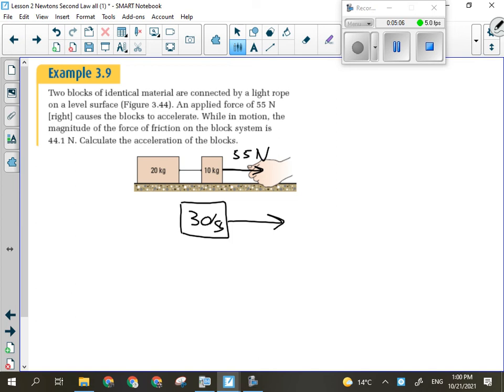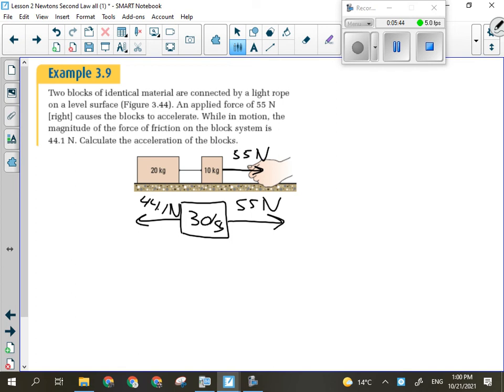Okay, so this system is all going together. Agreed? When I pull on that first string, all 30 kilograms accelerates together. So then I can do what I said I would do: simplify this system to one big mass, because it's all got to go together. So this is 55 newtons, and this is 44.1 newtons. Gravity's irrelevant here because it's on a table and it's canceled out by the normal force. So those are the only two forces that matter.